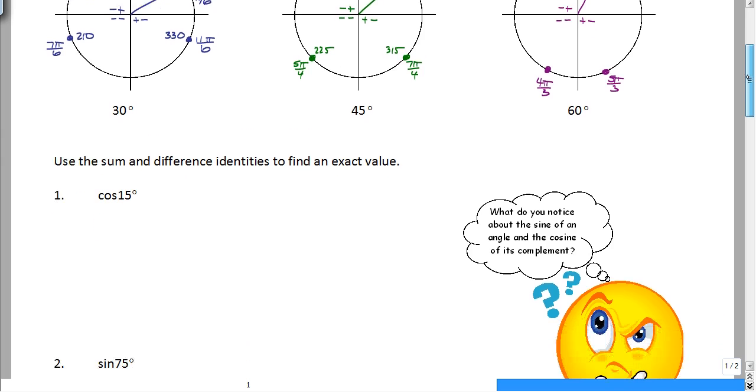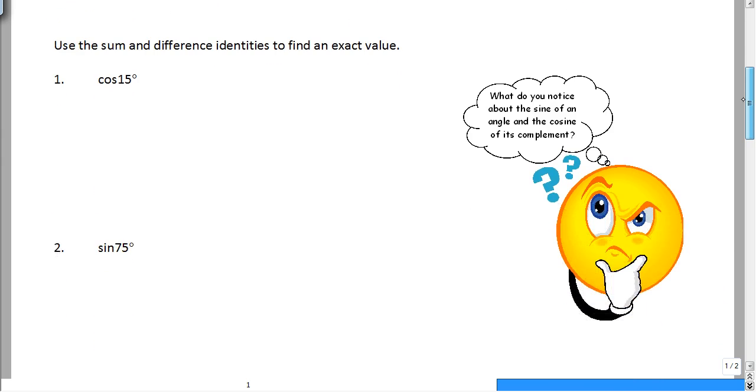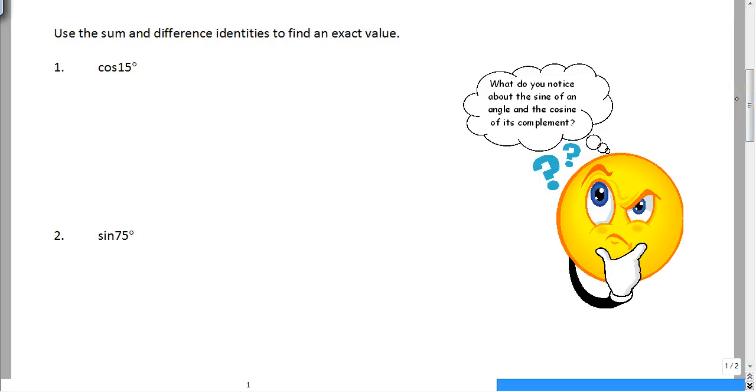So we're going to use sum and difference to find the exact value. So you're going to need those unit circle values. Now, what you need to do is think, how can I come up with 15 using 30, 45, and 60? Two answers pop up in my head right away, and one of them is the cosine of 15 could be written as the cosine of 45 minus 30. And once you do that, if you look at your sheet, you have the cosine difference formula. And all you would have to do is use it.